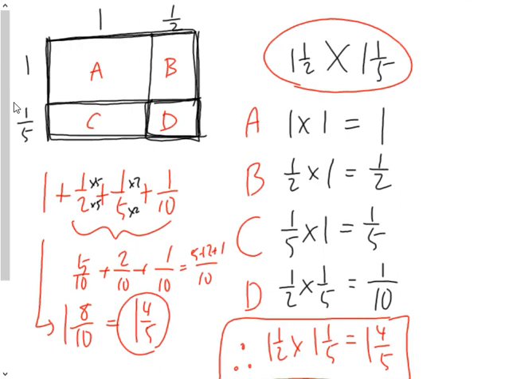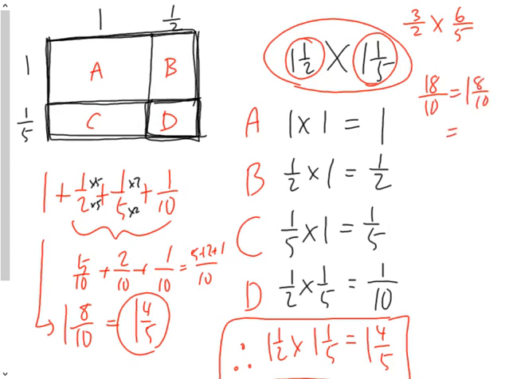But of course, what did we learn last day? We learned that there's a much easier way to do that. You can simply take 1 1/2 and change it to improper. You can take 1 1/5 and change it to improper. You can multiply the numerators to get 18, multiply the denominators to get 10. I get the exact same answer, but a lot less work.